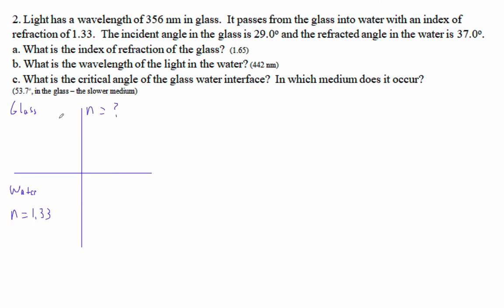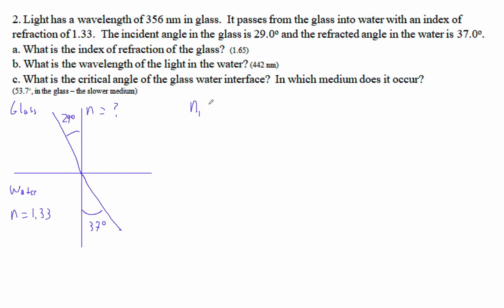The incident angle in the glass is 29 degrees. So remember, incident angles are measured like that. So that's 29 degrees. And then this guy is 37. So you can tell already that this is faster than this. Okay? So what's the index of refraction in the glass?